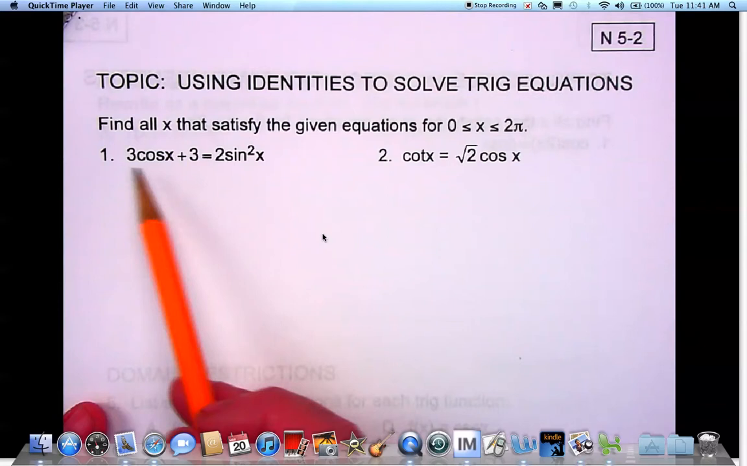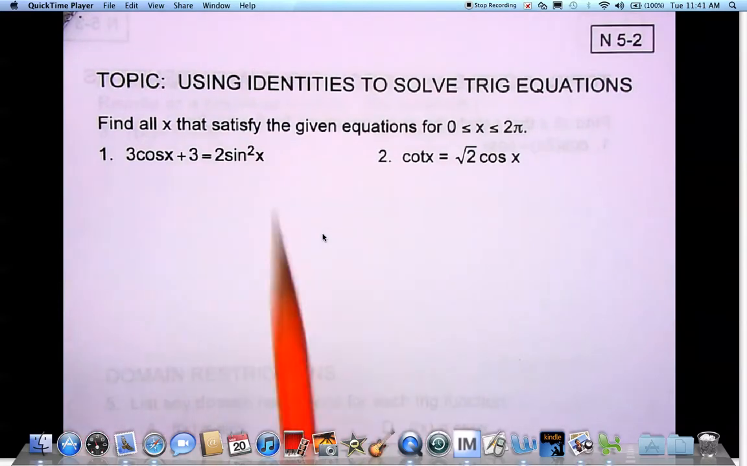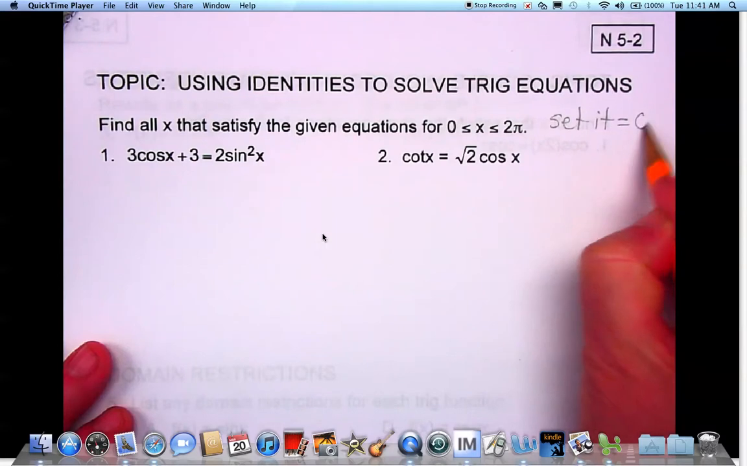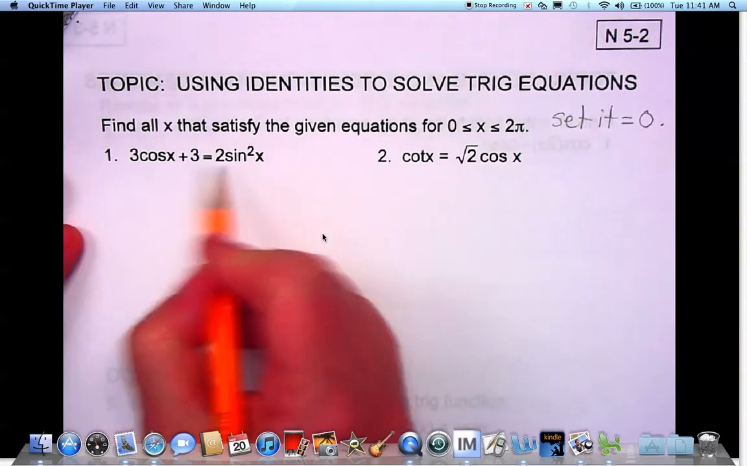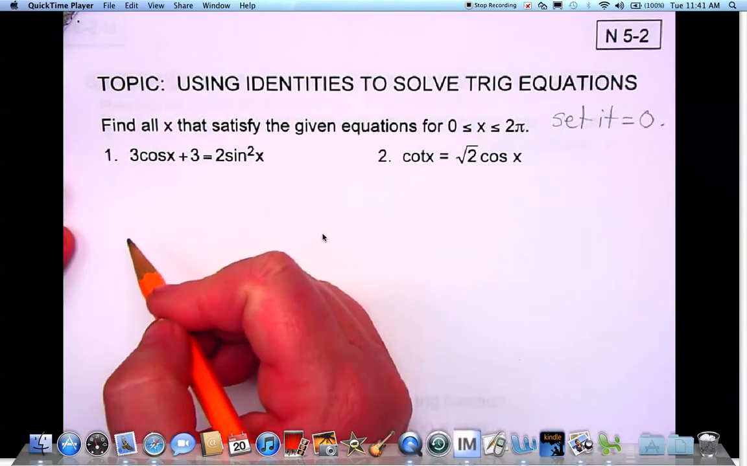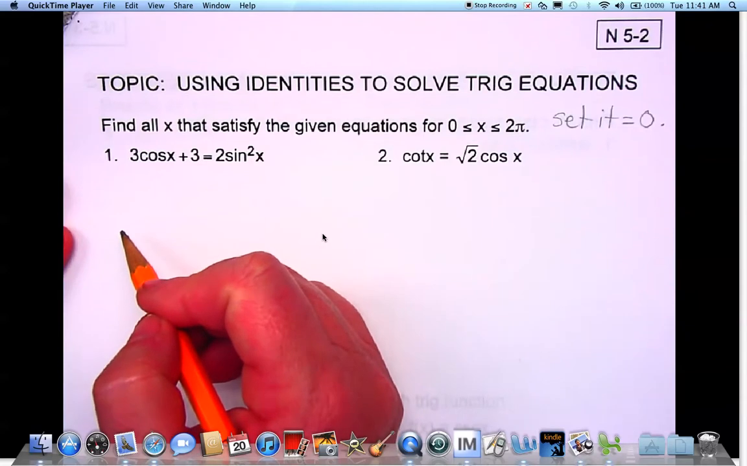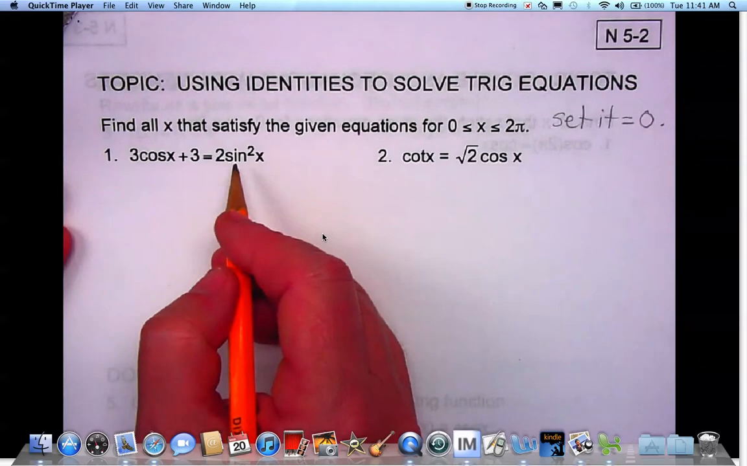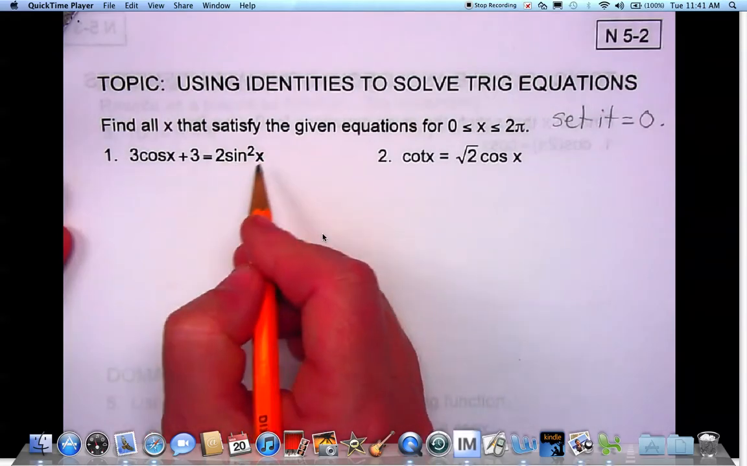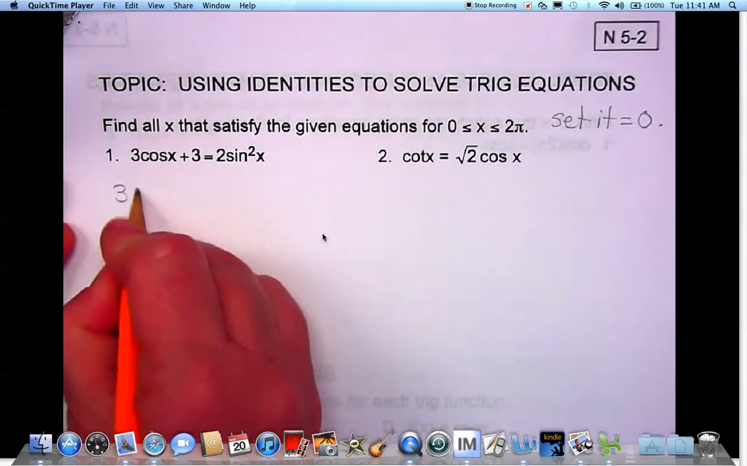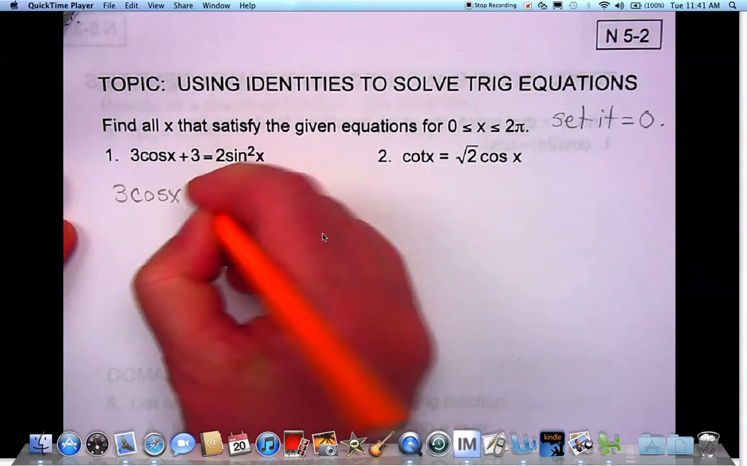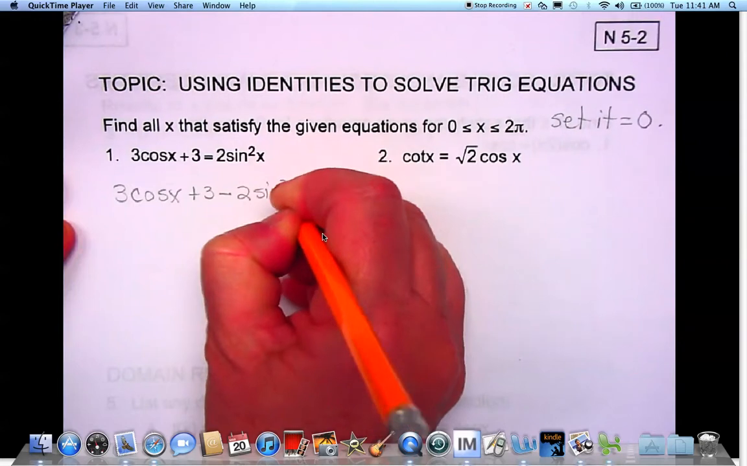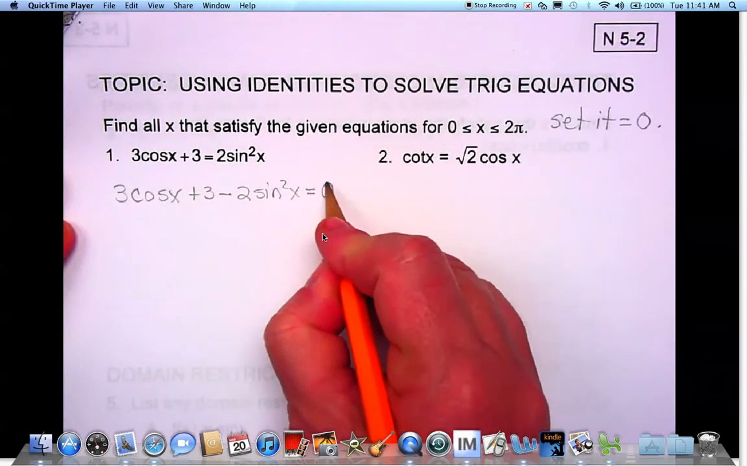First thing though, you can always set it equal to 0. How do we set that equal to 0? Subtract 3 cosine x plus 3 minus 2 sine squared x. So 3 cosine x plus 3 minus 2 sine squared x equals 0.